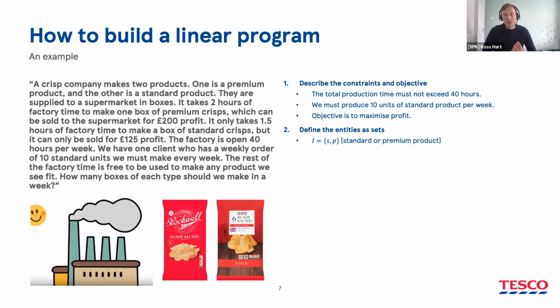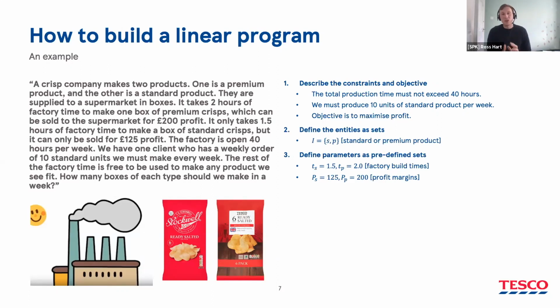So now I'm going to talk about these entities. And in this case, it's quite a simple one. The entities we have are effectively the two different types of product. So I'll label them as S and P for standard or premium. Then we use those entities to define some parameters of the problem, which are these constants that stay the same. So we're going to have 4 parameters in this problem.